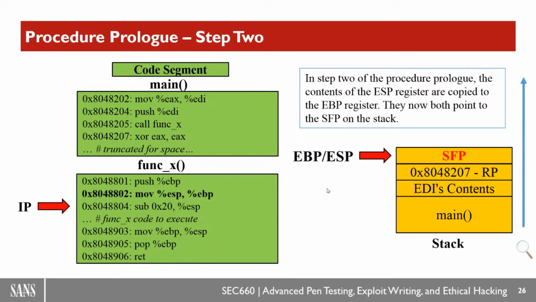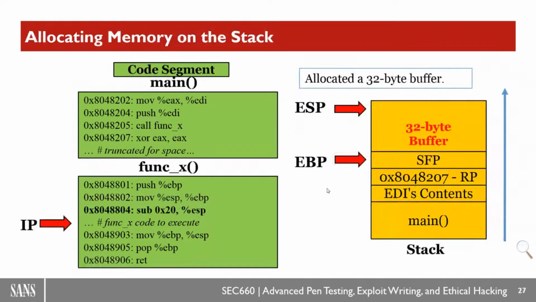In this case, we're now allocating a buffer. We're subtracting hex 20 or 32 bytes from the stack pointer, adjusting it accordingly. Now we've got a buffer. We could copy data into there if we want. So at this point, we've built the stack frame, allocated a buffer, because this function needs one for whatever reason, and we're going to execute the code related to function X.